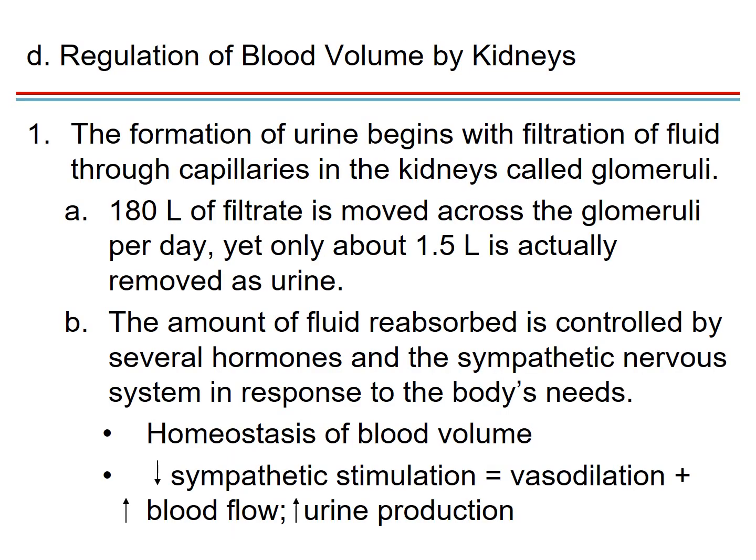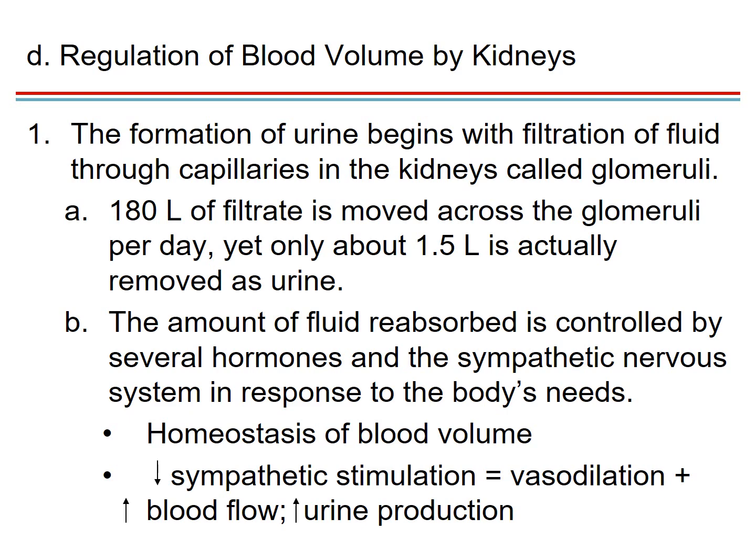So let's talk about what actually regulates blood volume. The kidneys are going to be a big factor in what regulates it. The formation of urine begins with the filtration of fluid through capillaries in the kidneys within the glomerulus. About 180 liters of filtrate is removed across the glomeruli per day, but only 1.5 liters are actually removed as urine throughout the day.